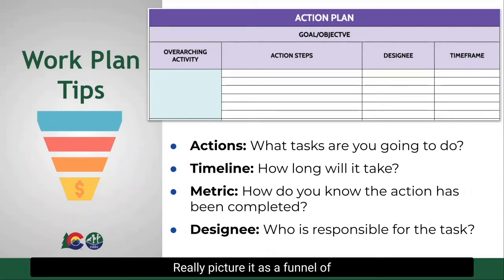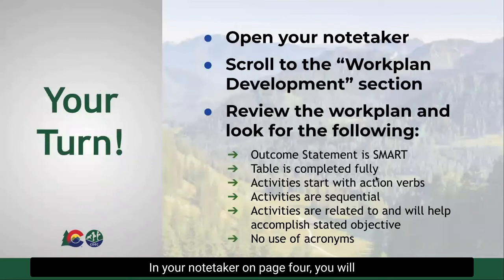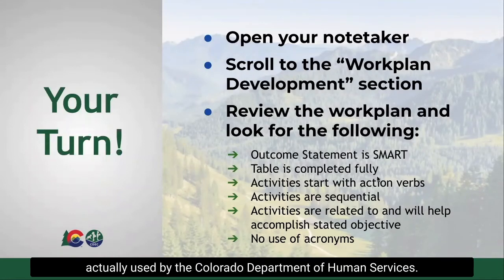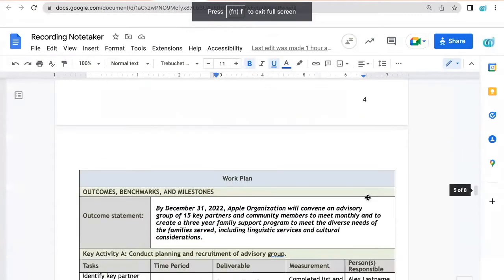Really picture it as a funnel of big picture to actions of how. So you're really looking at what are you going to do? So again, the tasks and actions, the timeline, how long, make it realistic, and the measurement. How will you know the deliverable or task has been completed? In your note taker on page 4, you will see an example of a work plan template that's actually used by the Colorado Department of Human Services. So we can show you that.